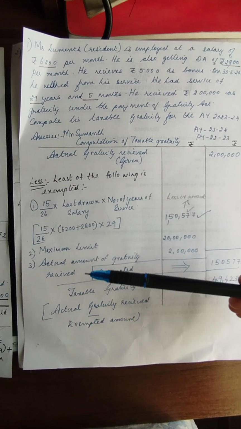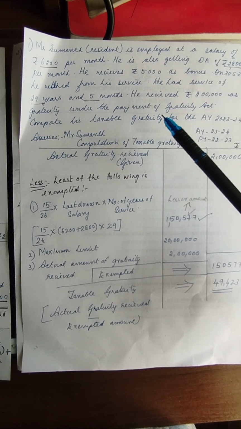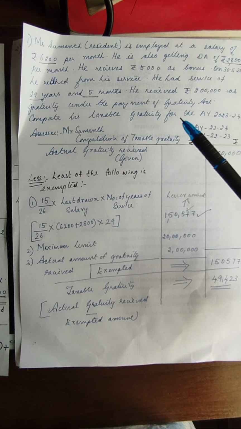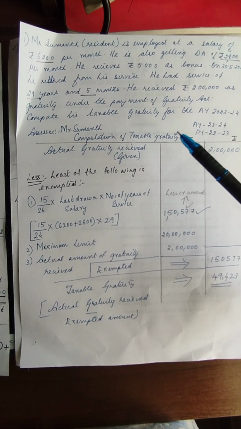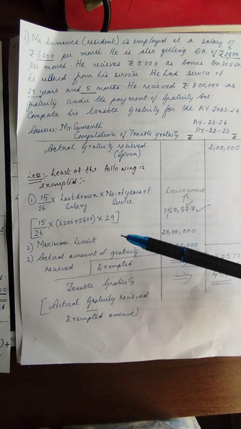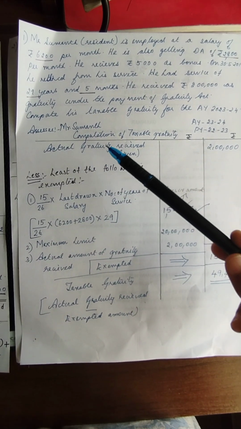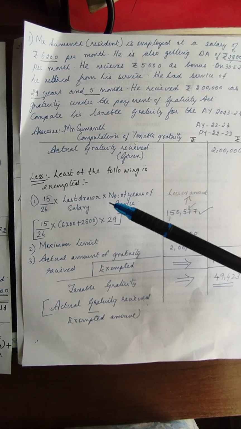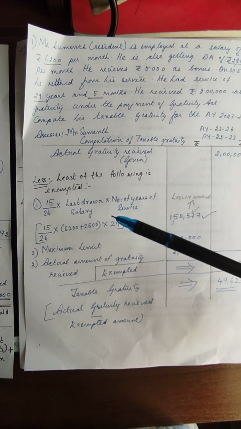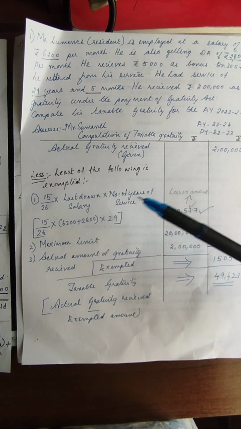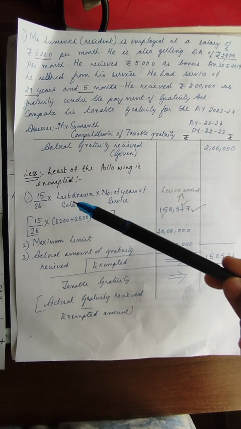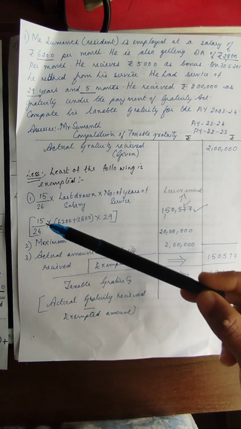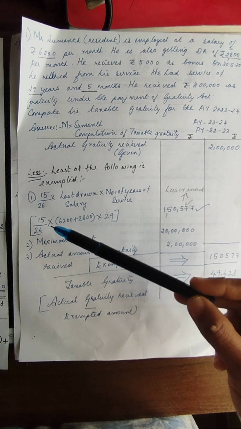Now we have to follow the conditions, because as given in our question, it is under the Payment of Gratuity Act. So when it is under the Payment of Gratuity Act, we follow the 15/26 format. Immediately after actual gratuity received, you write least of the following is exempted. That means among the three conditions, the lesser amount you will exempt from the tax. So what is the first condition? 15/26 into last drawn salary into the number of years of service. 15/26, as given in the format, we have written it.